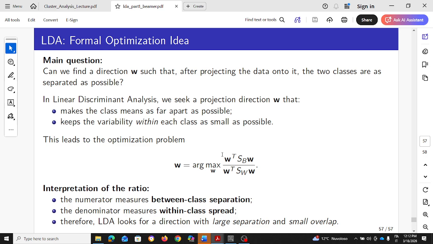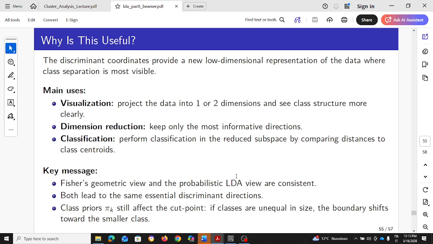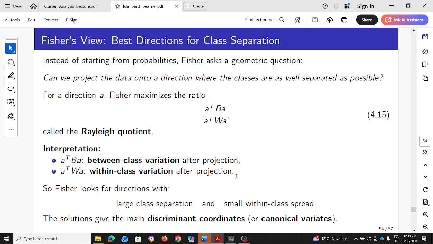So this measures the difference between two clusters, and this measures how spread out an individual cluster is. Okay? So we want each individual cluster as compact as possible. Okay? And between two clusters we should have a maximum distance. So this is the idea of Fisher.